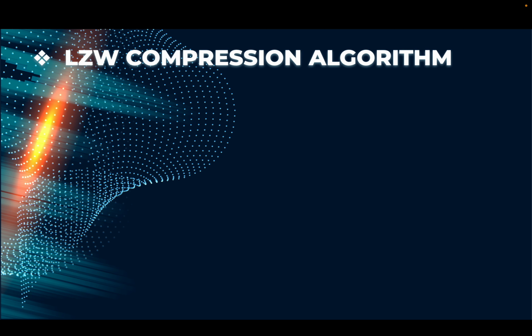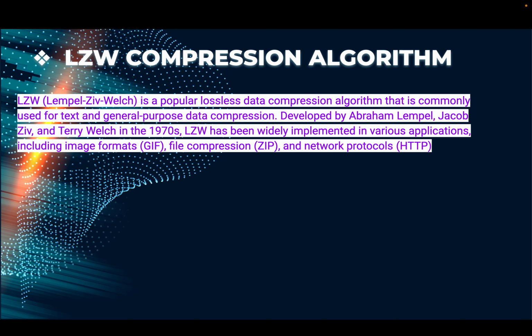Let's understand the third lossless compression algorithm, which is the LZW compression algorithm. LZW, Lempel-Ziv-Welch, is a popular lossless data compression algorithm that is commonly used for text and general purpose data compression. Developed by Abraham Lempel, Jacob Ziv, and Terry Welch in the 1970s. LZW has been widely implemented in various applications, including image formats like GIF, file compression like zip, and network protocols like HTTP.